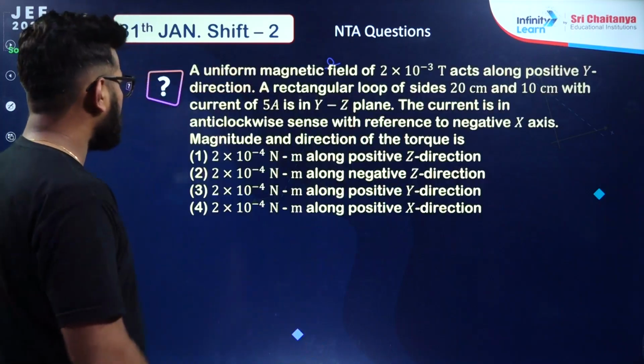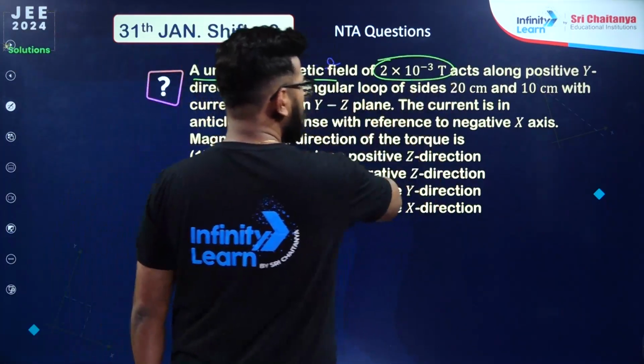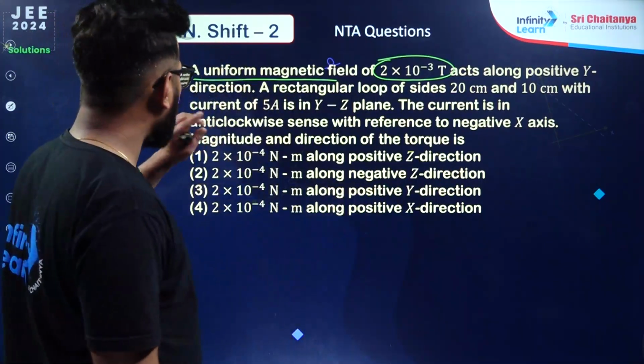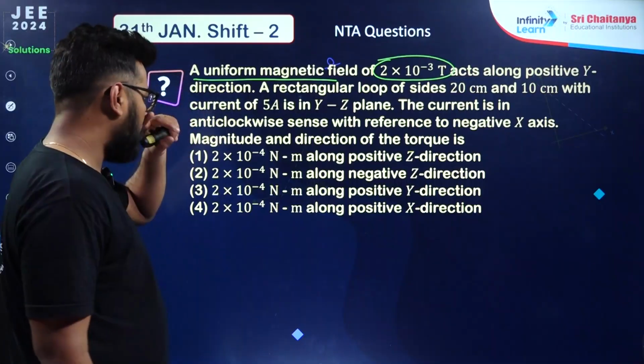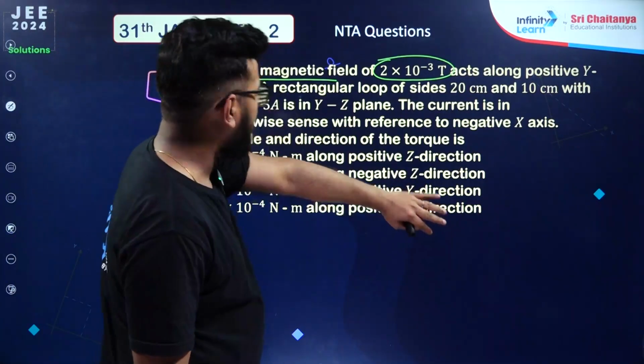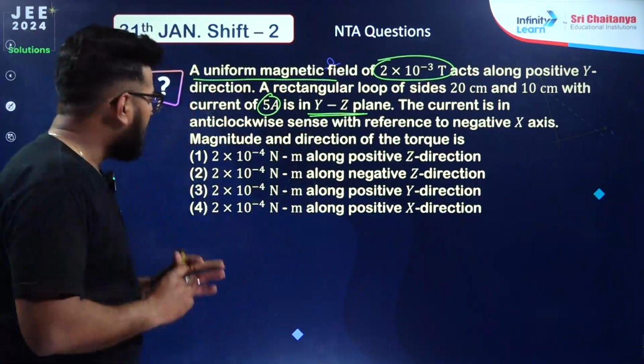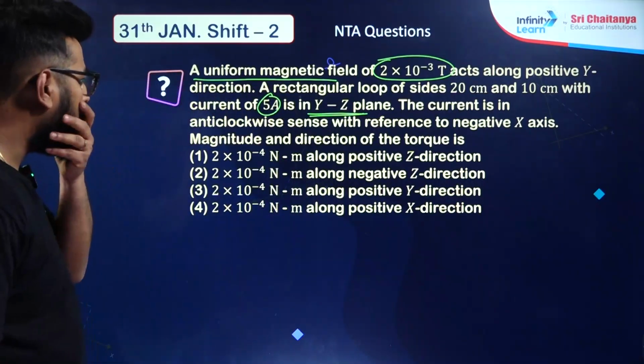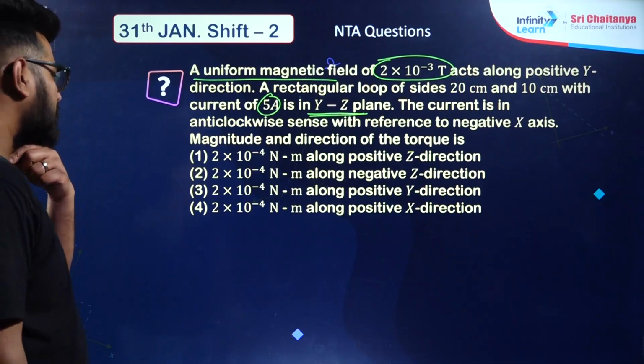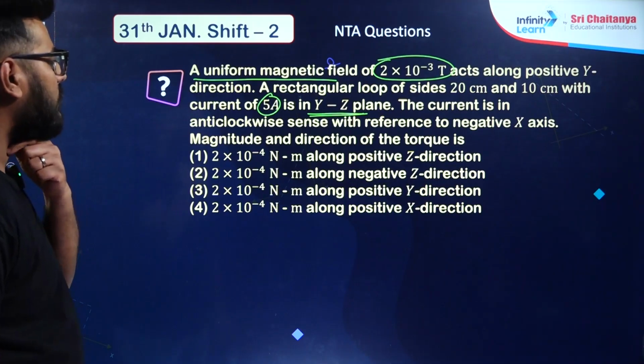Moving ahead to the next question: a uniform magnetic field of 2 into 10 raised to the power minus 3 Tesla acts along the positive y direction. A rectangular loop of sides 20 centimeter and 10 centimeter with a current of 5 ampere is in the YZ plane. The current is in an anti-clockwise sense with reference to the negative axis. The magnitude and direction of the torque is?